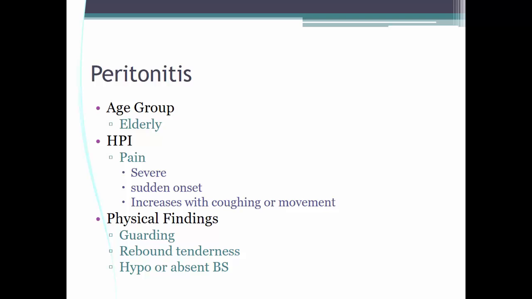Depending on the etiology, physical findings of peritonitis include guarding, rebound tenderness, and bowel sounds tend to be hypoactive or absent. And the pain, of course, is severe, has a sudden onset, and is increased with coughing and movement.